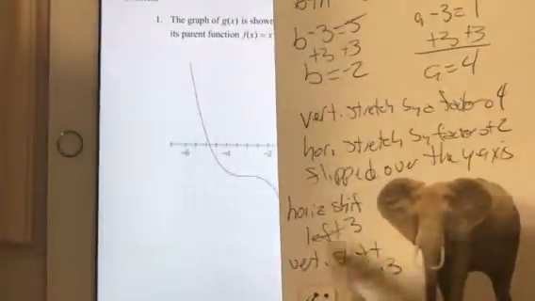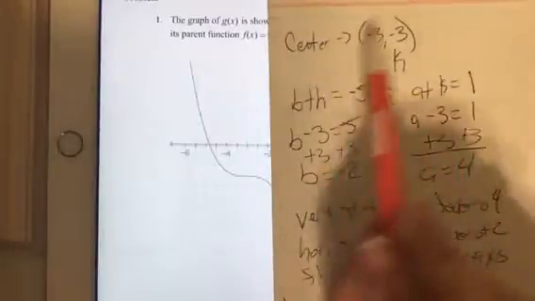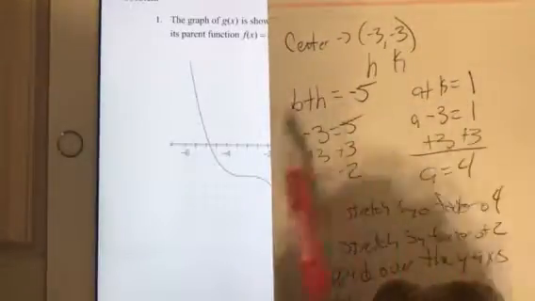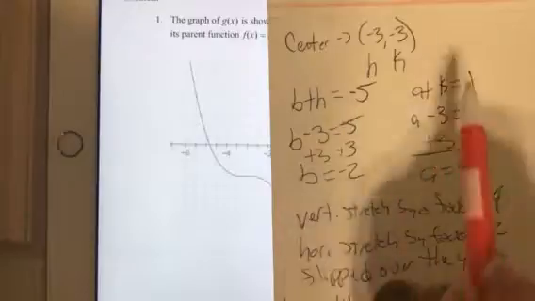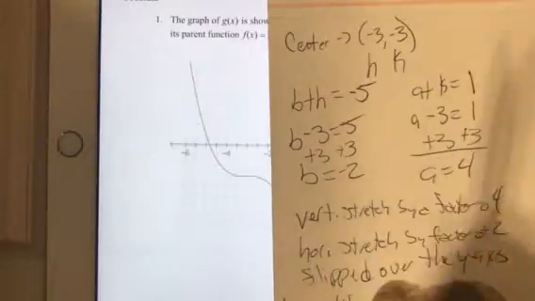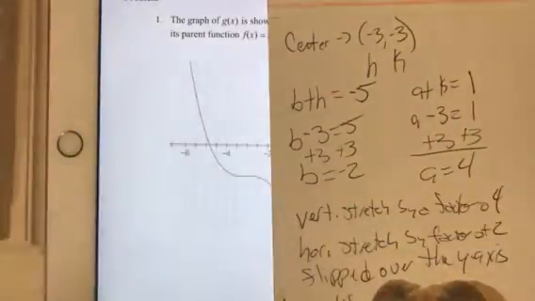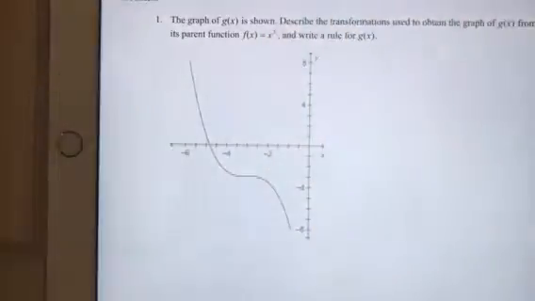We got the horizontal and vertical shifts right from the beginning with our H and our K. Then we picked a point that we could identify, plugged in our H and our K, found A and B, which gave us our vertical and our horizontal shifts or stretches. And that is number 1.